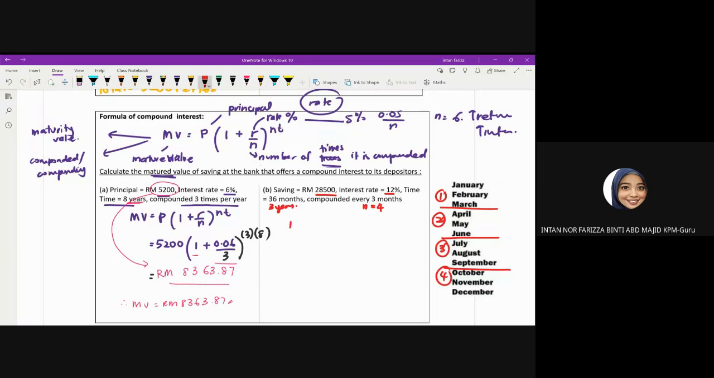Let's try the formula first. MV equals P (1 + R/N) to the power of NT. What's my P? Of course, the money that this person put inside the bank. Then 1 is the formula, plus R over N. My R is 12%. When you convert to decimal, you get 0.12. The N is 4, girls, and T is 3 years. I want you to try pressing the calculator first. Can someone tell me what's the answer?